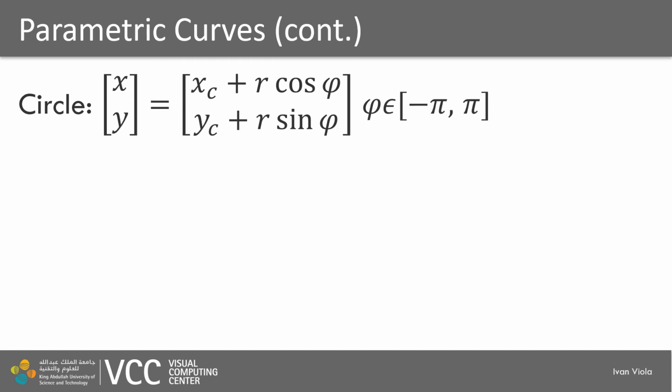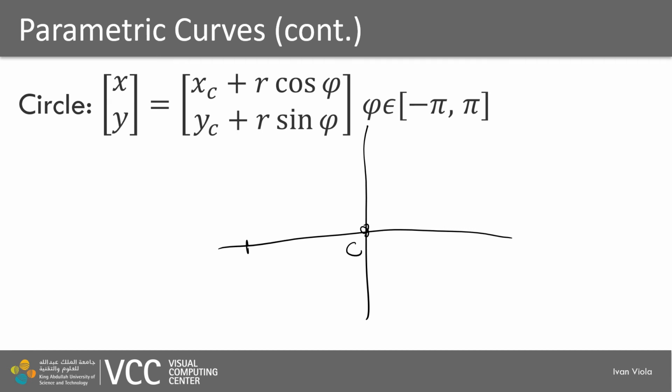Another parametric curve definition can be given for a circle, for example. You can see here that the circle is defined as xc, yc, so each coordinate has a center. So this is the center of a particular circle. Here we have the center C, and then we have r, which is the radius, times the cosine phi angle, or for the y coordinate, the sine phi angle. And phi goes from minus pi to pi.